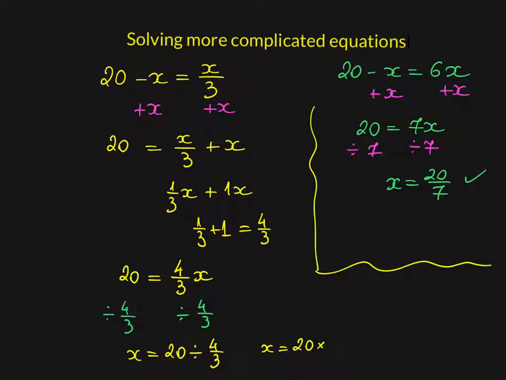How do I divide by a fraction? I multiply by the reciprocal of that fraction. So it's 60 over 4, which is 15, exactly what your calculator would give you. Probably the most difficult part was here to think that that's a third x plus 1x. A third plus 1x gives me 4 over 3x.